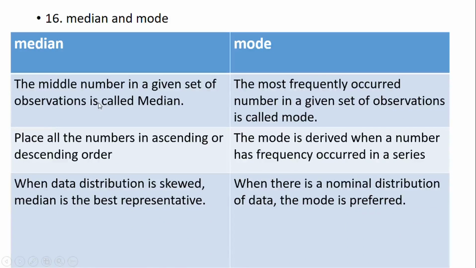Median and mode. Median is the middle number in the given set of observations. Place all numbers in ascending or descending order. When data is distributed as skewed, the median is the best representative. The most frequently occurring number in a given set of observations is called the mode. The mode is derived when a number has occurred frequently in a series. When there is a normal distribution of data, the mode is preferred.